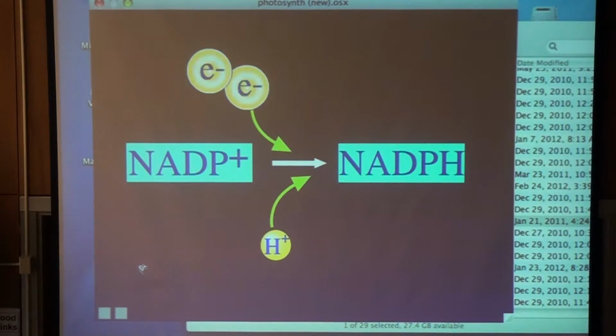That NADPH is in a way like ATP. It's a high energy molecule, and it gets its energy because it's carrying two high energy electrons. And this is also going to be used as one of the power sources for the enzymes in the Calvin cycle.